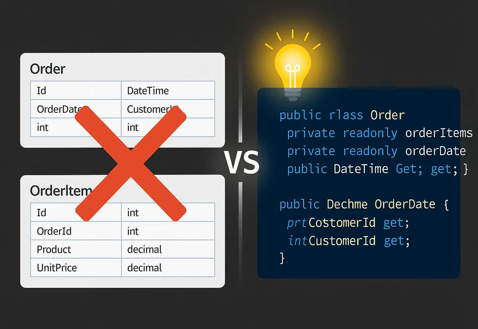Once you've seen how to give entities real behavior, the next natural question is why the shift matters over time. Rewriting classes isn't free, so let's look at the longer-term impact of doing EF in a way that aligns with object-oriented design. The long-term value of doing EF right.